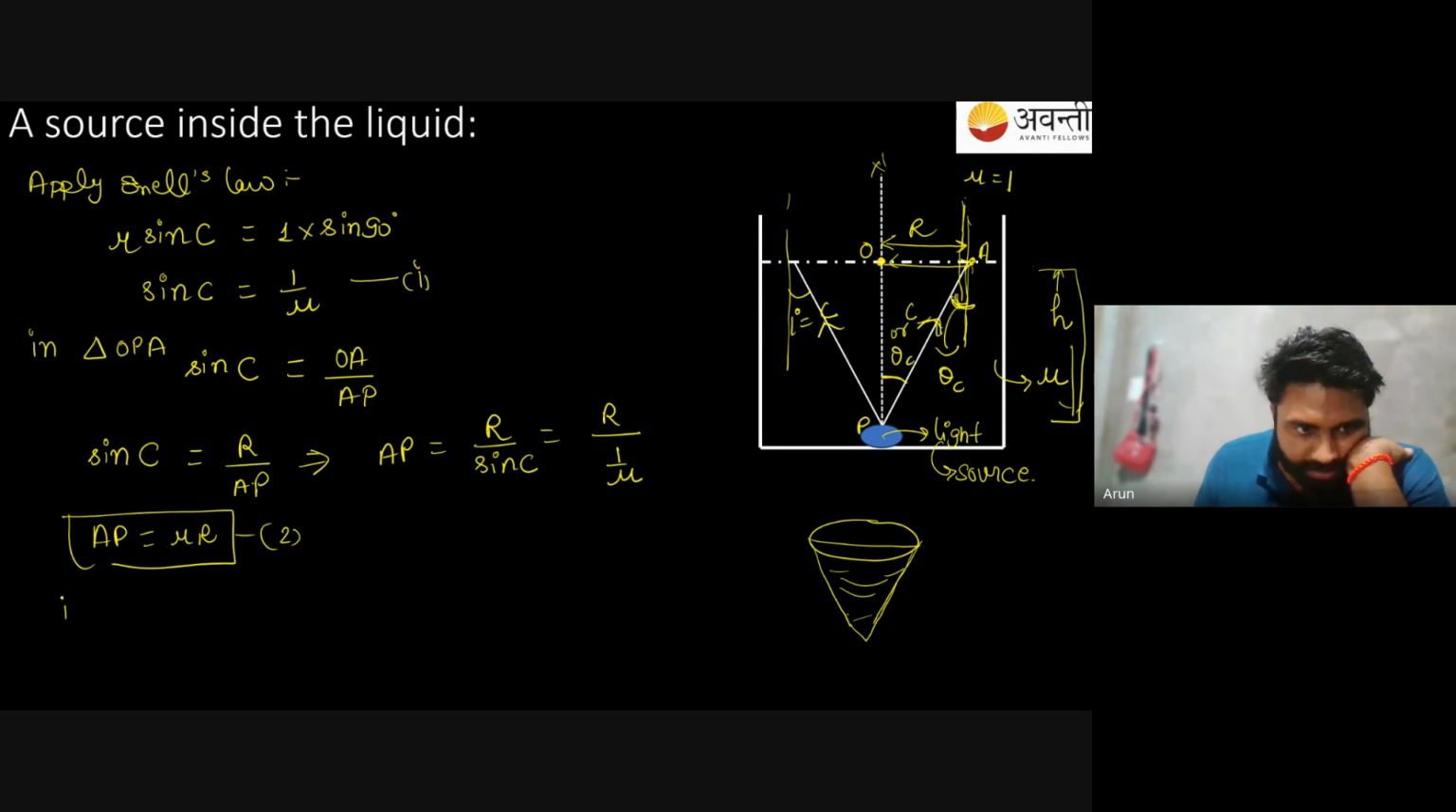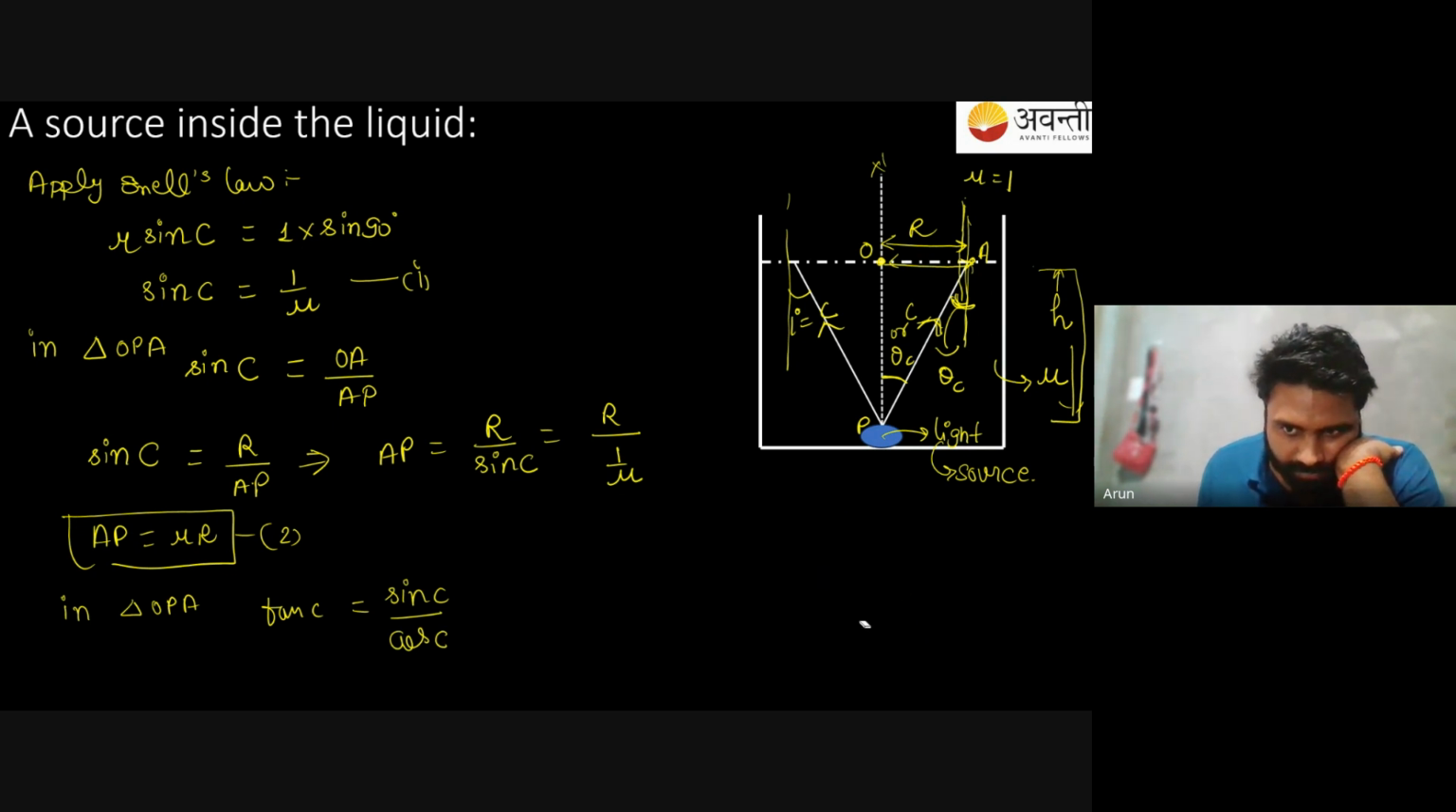Now in triangle OPA again, if you apply tan C, what is the value of tan C? It is sin C by cos C. Okay. Now, what is tan C? In triangle OPA, it is perpendicular over base. Perpendicular is R, base is H.